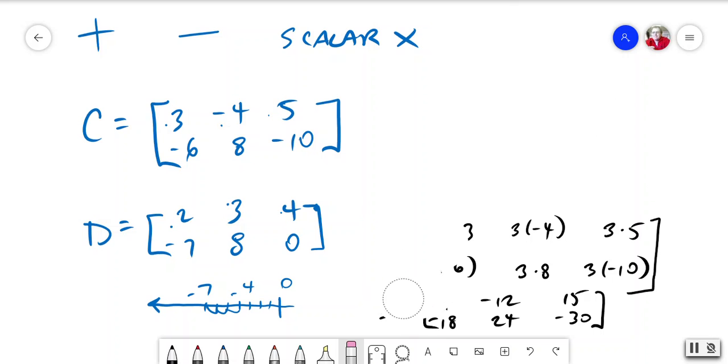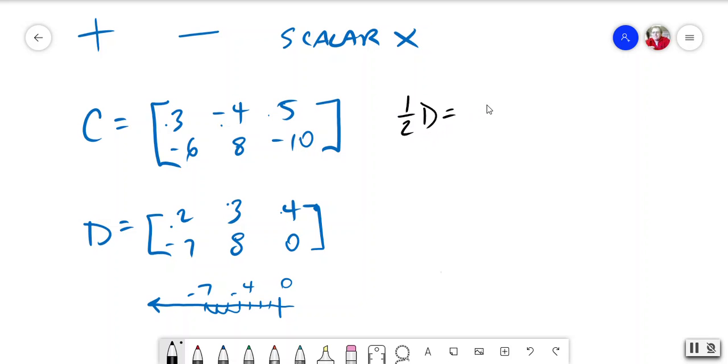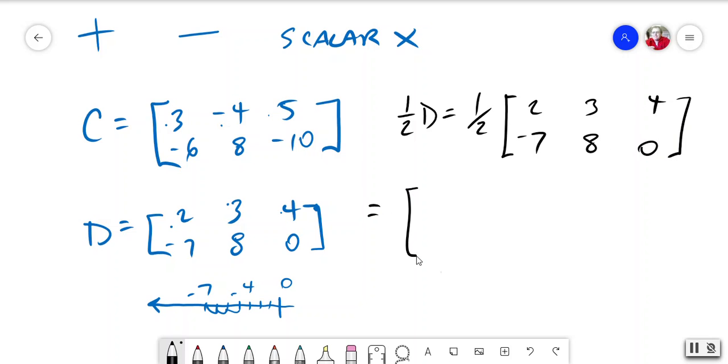Let's see if we can do something with D. Keeping in mind my typical dictum, fractions are your friends, I'm going to say 1/2 D, or 1/2 times all this stuff. So that is 1/2 times 2, 1/2 times 3/1.